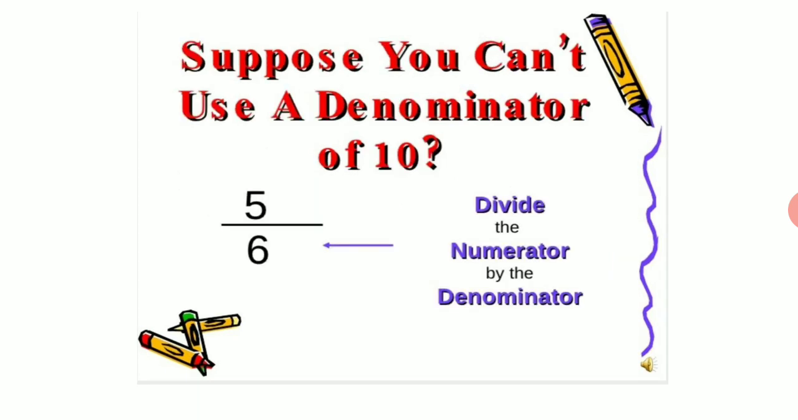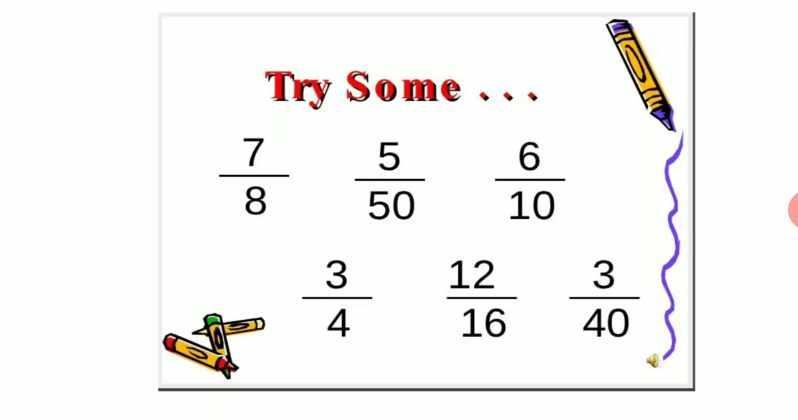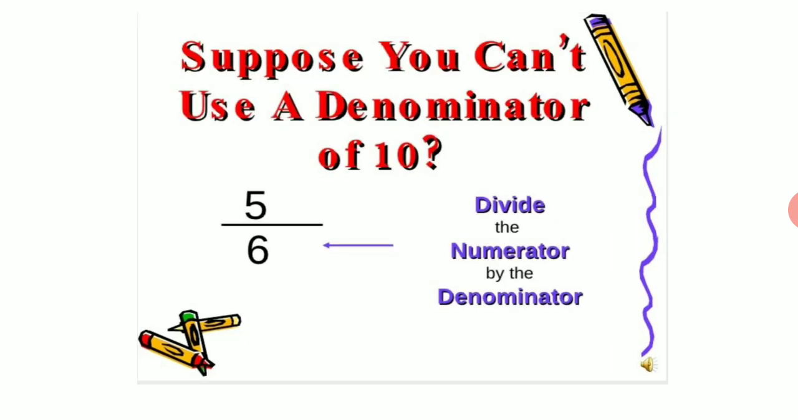Suppose, children, we do not have a denominator of 10, then what do we do? Suppose we take a number 5 by 6, where 5 is the numerator and 6 is the denominator. Then 5 acts as the dividend and 6 acts as the divisor. When we divide 5 by 6, we see that 6 is the greater number and 5 is the smaller number, so it is not dividing. So what we do is put a point in the place of the quotient and write a 0 just beside 5. Then try to divide it.